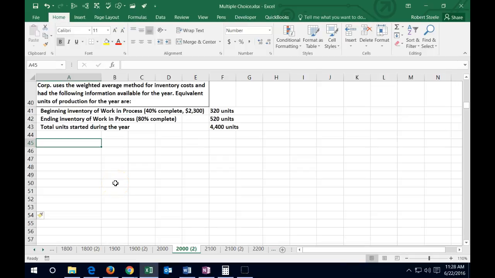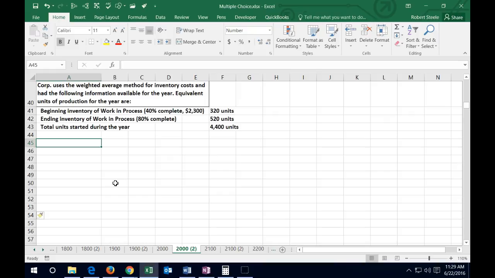Hello, in this lecture we're going to work some test type problems, shorter type problems that could fit within a multiple choice type format. So we have here, Corp uses the weighted average method for inventory cost and had the following information available for the year. Equivalent units for production for the year are what?